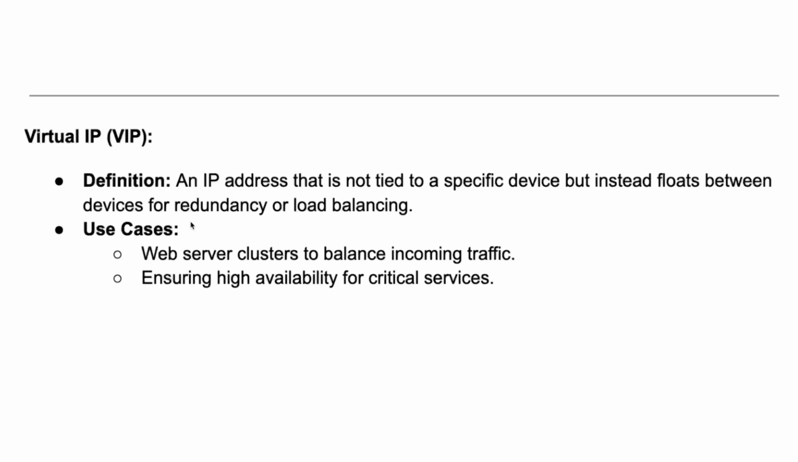Another redundancy technology would be the virtual IP, the VIP, an IP address that is not tied to a specific device, but instead floats between devices for redundancy or load balancing. So this could be a web server cluster to balance incoming traffic, or it could be ensuring high availability for critical services. So this is a virtual IP address, right? It's not tied to a specific device, but instead floats between various devices for redundancy or load balancing, just to make sure that these various devices, in case something needs to access them, can be accessed.